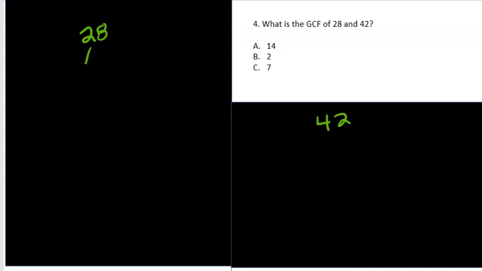Okay, I'm going to start with, let's see, 2 and 14. I'm going to start you out here with 42. I know 6 and 7. Okay, you take it from there, and once you get your prime factors worked out, you have to match them up.